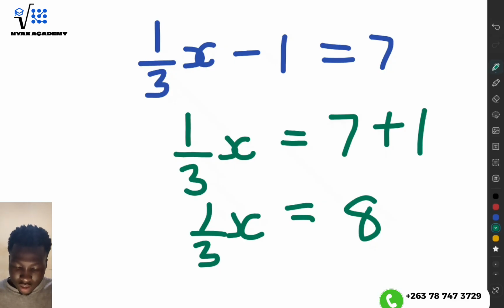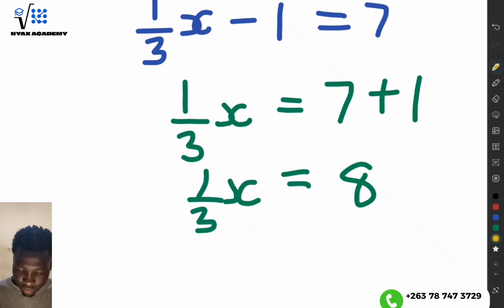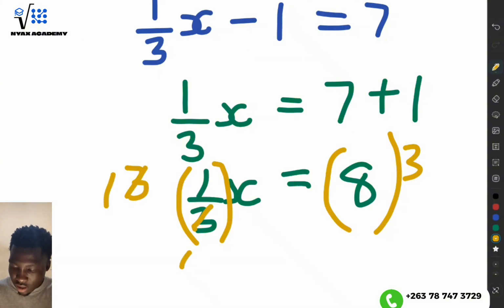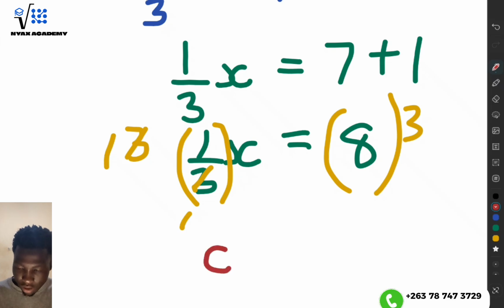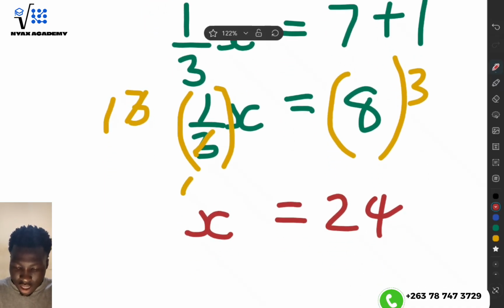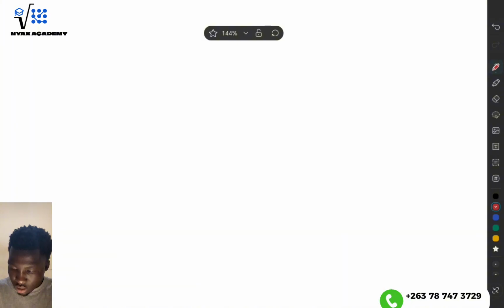And so how do we get rid of the fractional part? We're going to multiply the left hand side and the right hand side by 3 to make x the subject. So this is just my basic change of subject formula. So 3 into 3 goes 1, and 3 into 3 goes 1, so on this side we remain with x. Then on this side 8 times 3 is 24. So x is equal to 24, and then let's move to the next question, right?